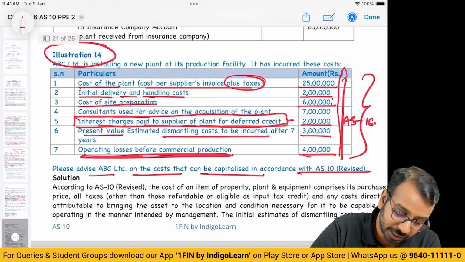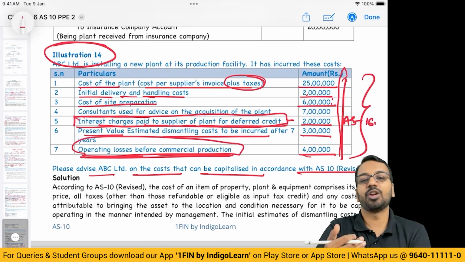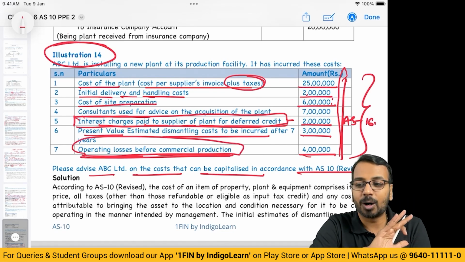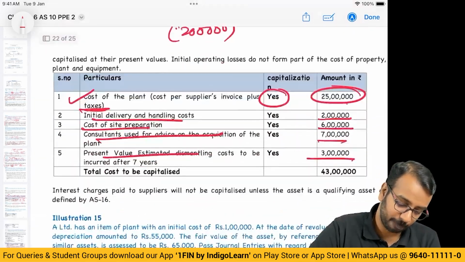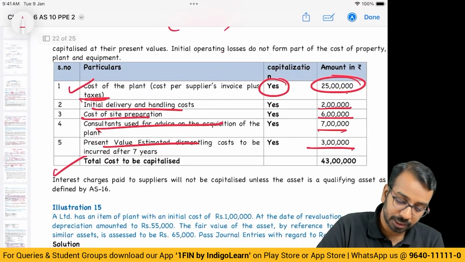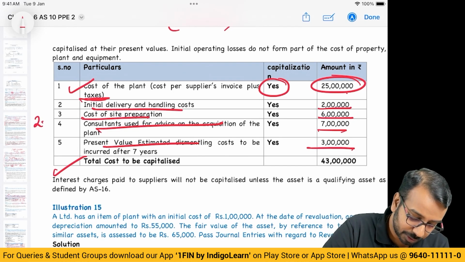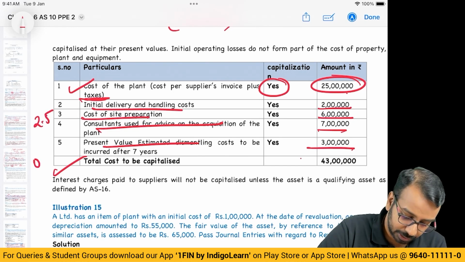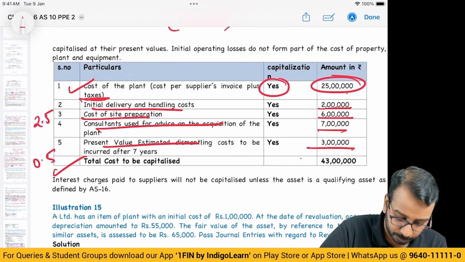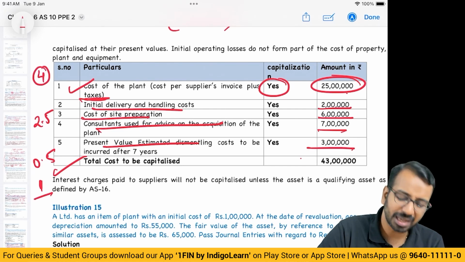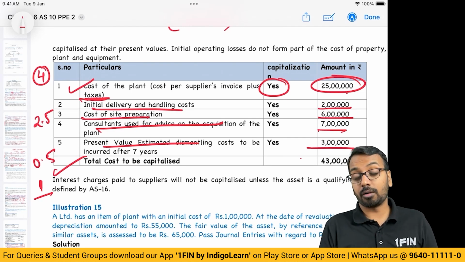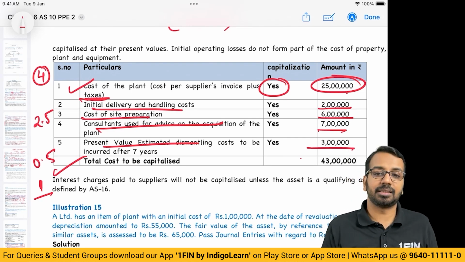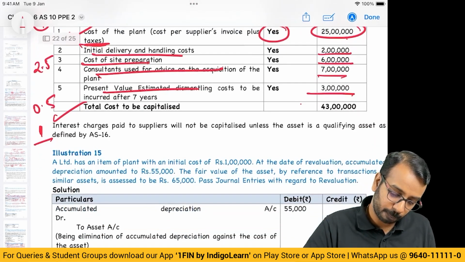And operating losses for commercial production, any losses during the commercial production cannot be capitalized. It has to be charged to P&L only. So, the breakup of this will be 5 items, 2.5 marks, total 0.5 marks, and here analysis of this 1 mark. So, normally 4 marks. Sometimes they may give 5 marks also. Now, tell me, can we score 4 out of 4 or 5 out of 5 on this? Definitely yes. We should not leave this type of question.